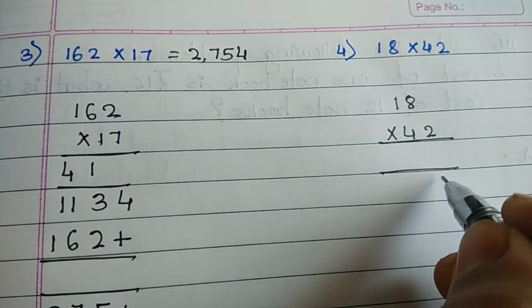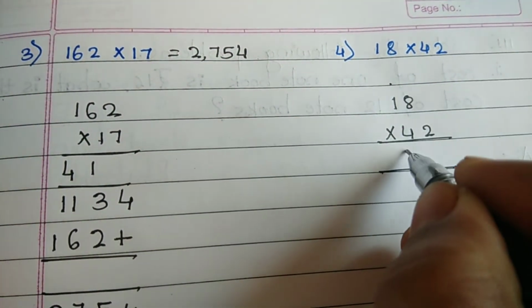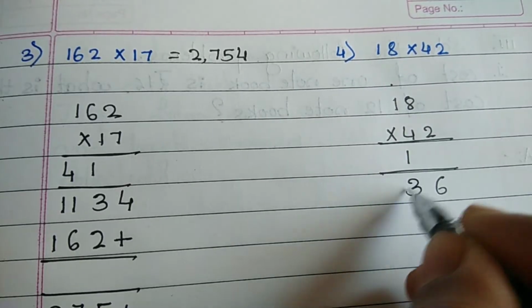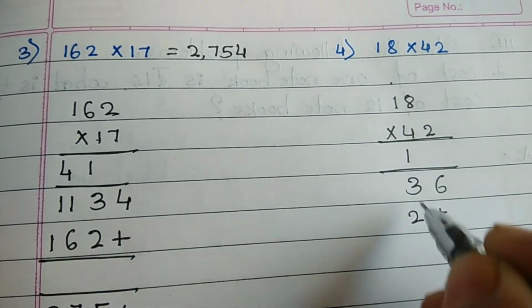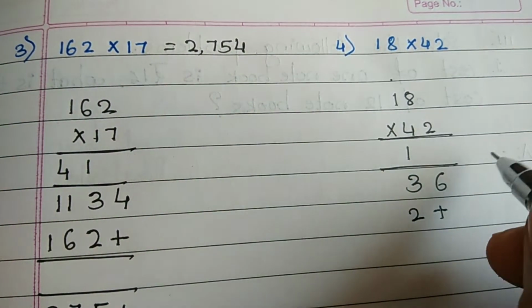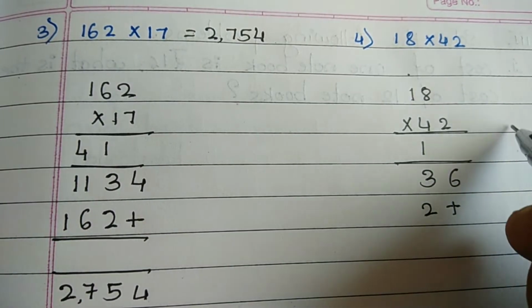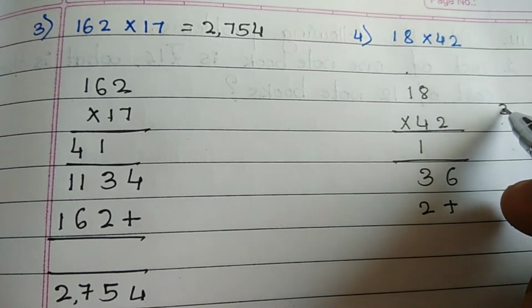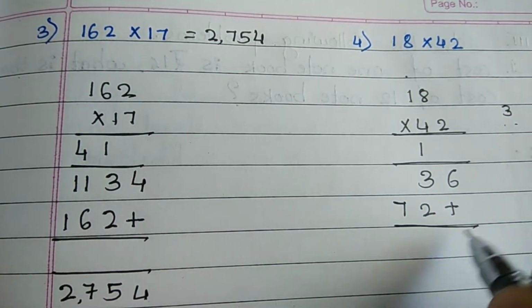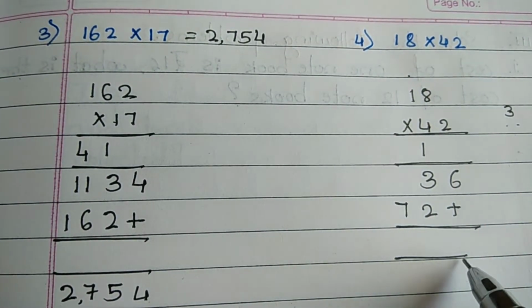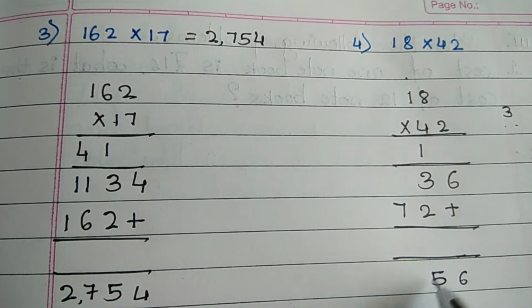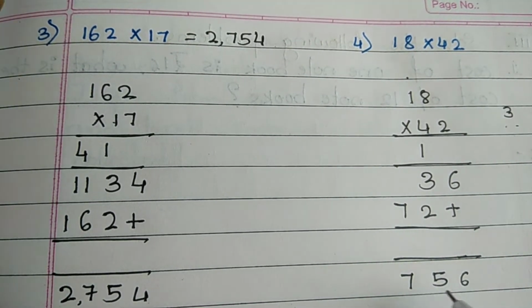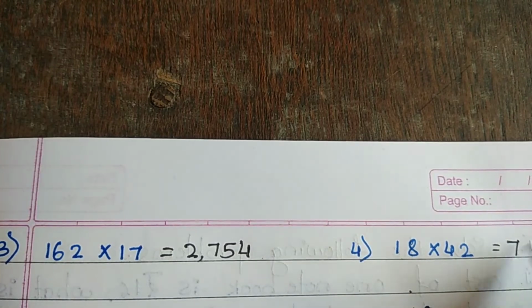Okay. Next one. 18 into 42. 2 8s are 16. Okay. 2 1s are 2 plus 1 is 3. 4 8s are 32. Give here carry. 4 1s are 4, 5, 6, 7. 6, 5, 3 plus 2 is 5, 7. 756. Our answer is how much?